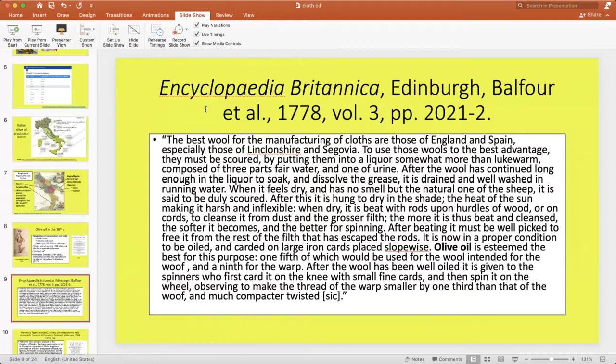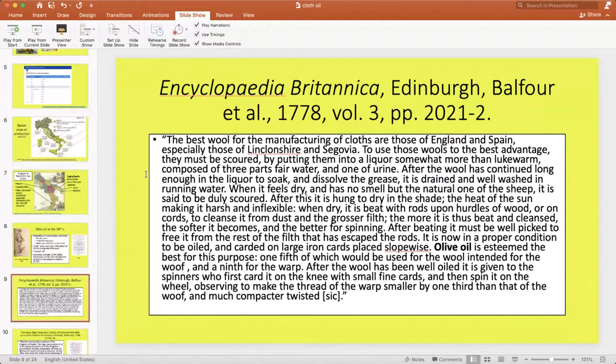They don't specify where the source of urine is. I'd be curious to know, although it's not crucial to my research. "After the wool has continued long enough in the liquor to soak and dissolve the grease, it is drained and well washed in running water. When it feels dry and has no smell but the natural one of the sheep, it is said to be duly scoured. After this, it is hung dry in the shade, the heat of the sun making it harsh and flexible. When dry, it is beat with rods upon hurdles of wood or on cords to cleanse it from dust and grosser filth. The more it is thus beat and cleansed, the softer it becomes and the better for spinning."